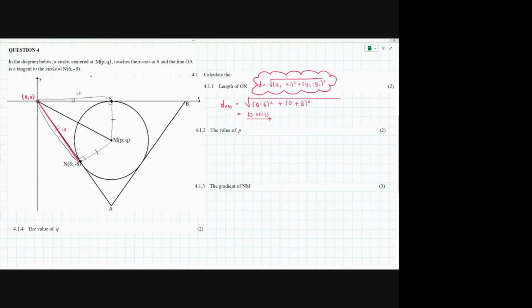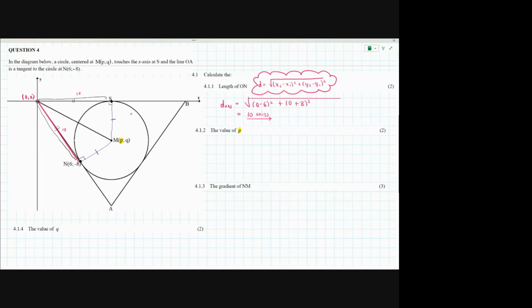4.1.2 asks us for the value of P. So let's just identify where P is. P is the x-coordinate of my center. Now this is going to be quite useful, this information that I've just found. And remember, guys, oftentimes in questions like this, where it's 4.1.1, 4.1.2, I'm leading you into something.